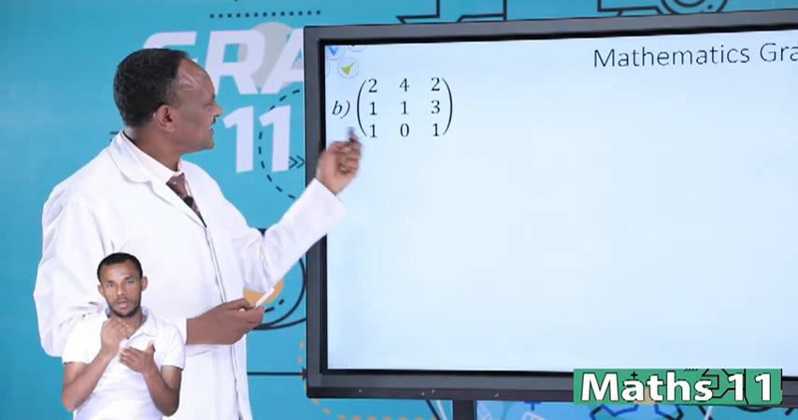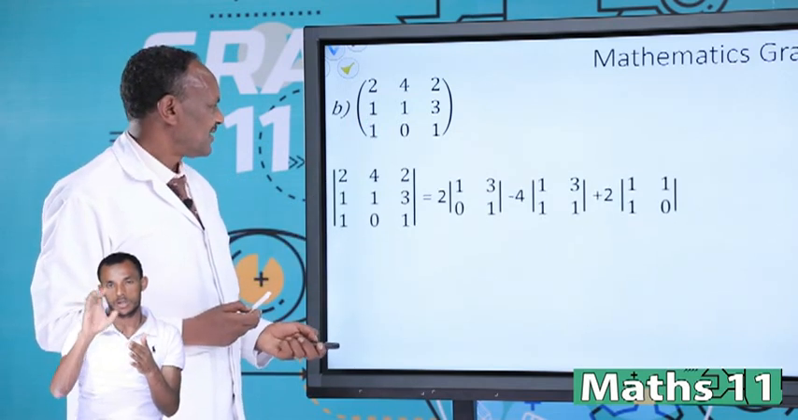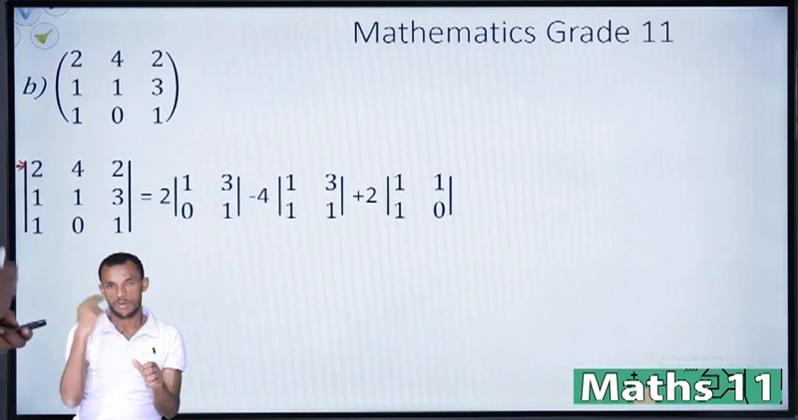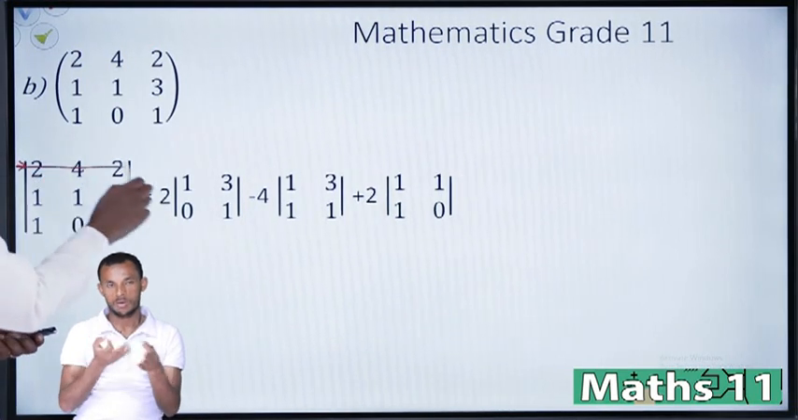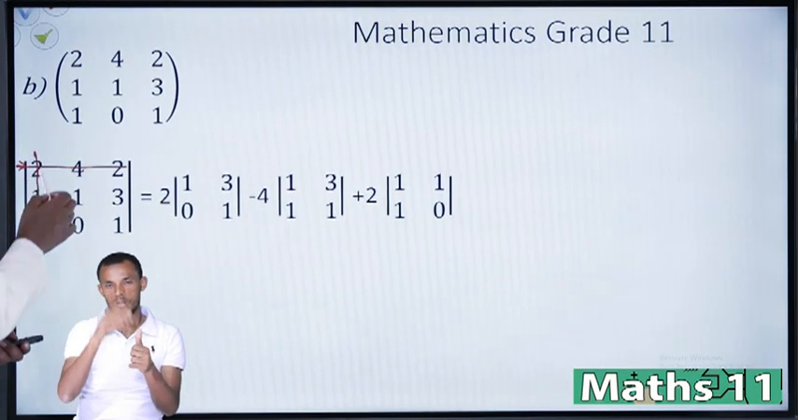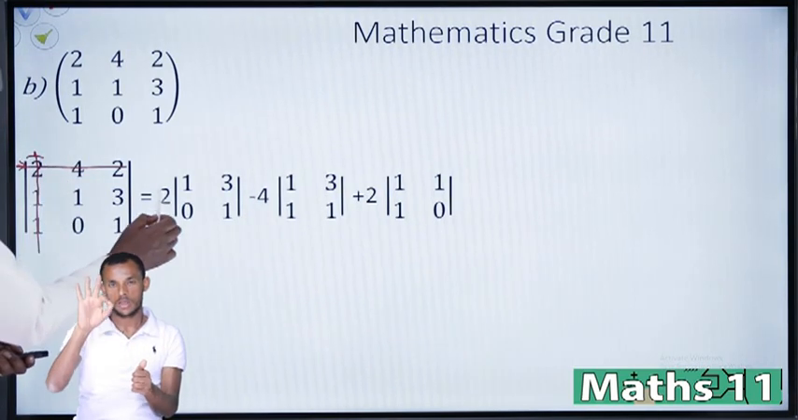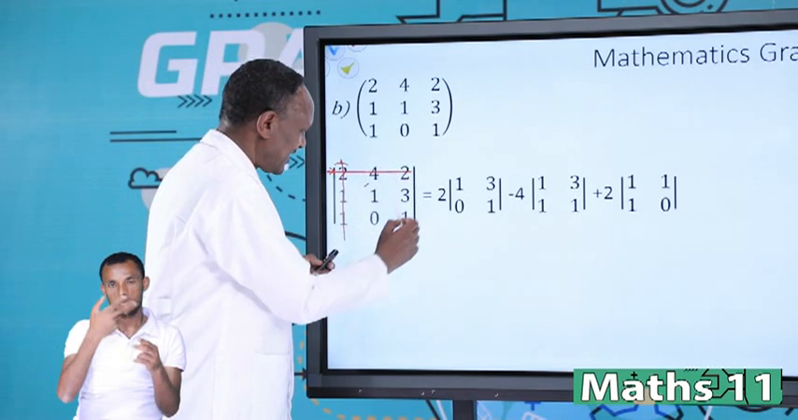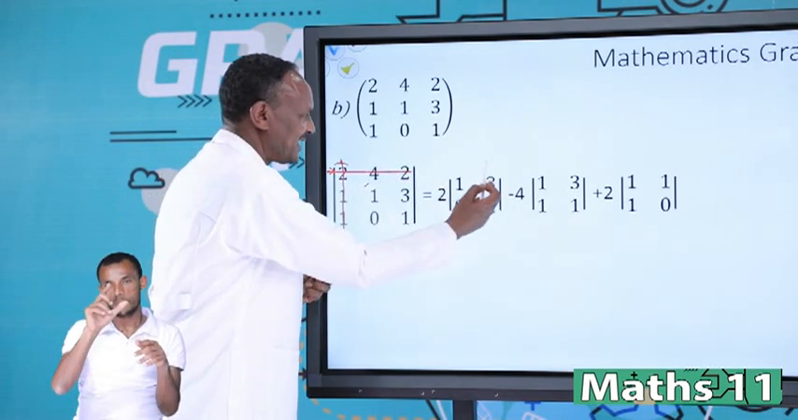Take B also. What is the determinant of this matrix? If I use the first row as expansion, when the first row and first column are cancelled, at their intersection you have 2, multiplied by the remaining matrix elements, 1, 3, 0, 1.